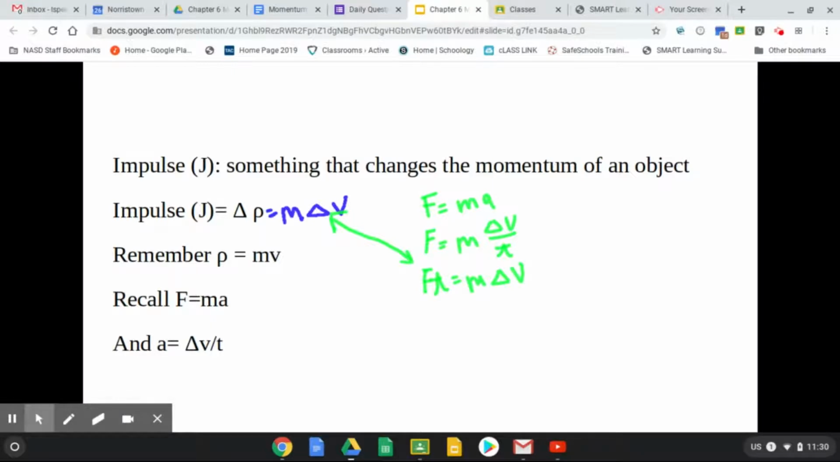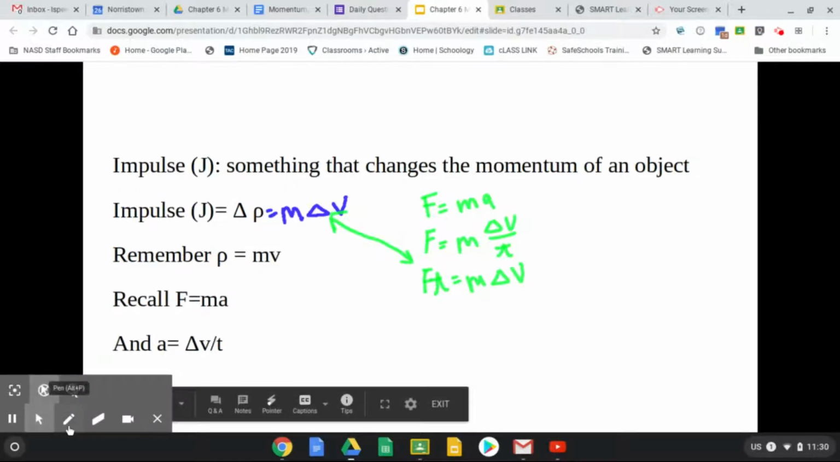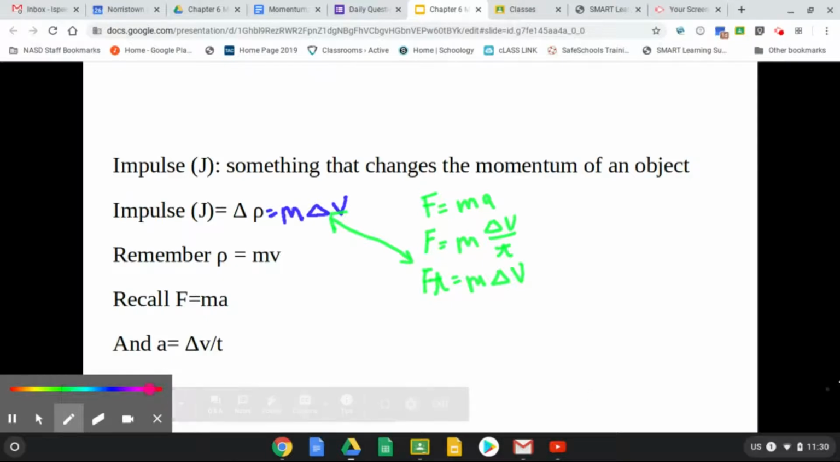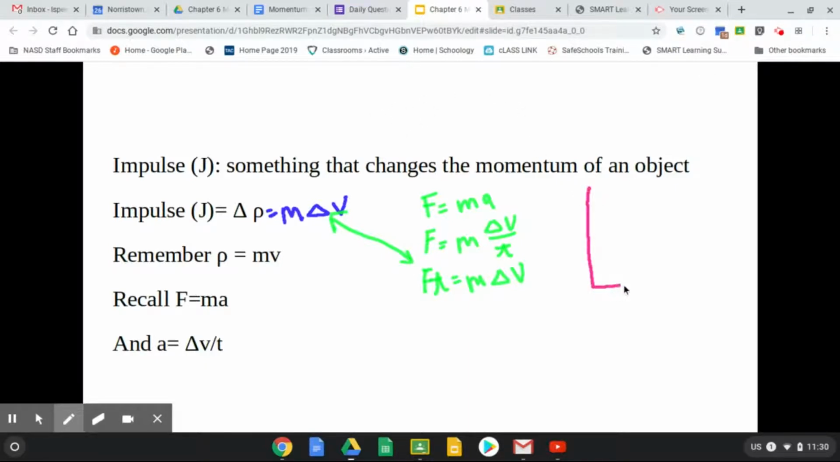Now, let's take a view of how this works graphically. We just talked about force and time, so let's take a look at how we can do a graph of that. Suppose we had a force-time graph. There's a couple different ways you can cause a change in momentum or an impulse.